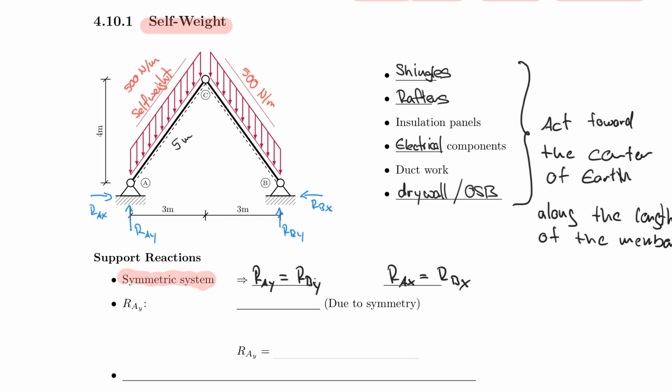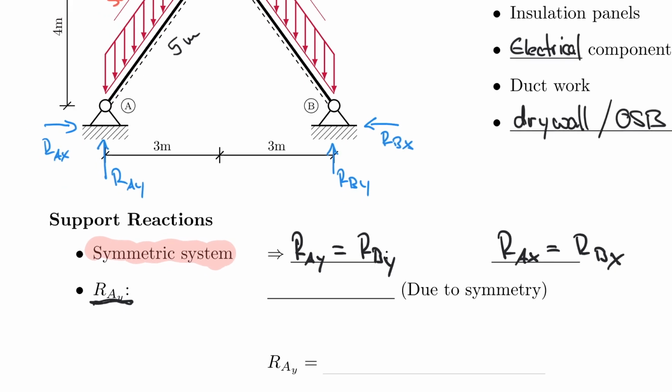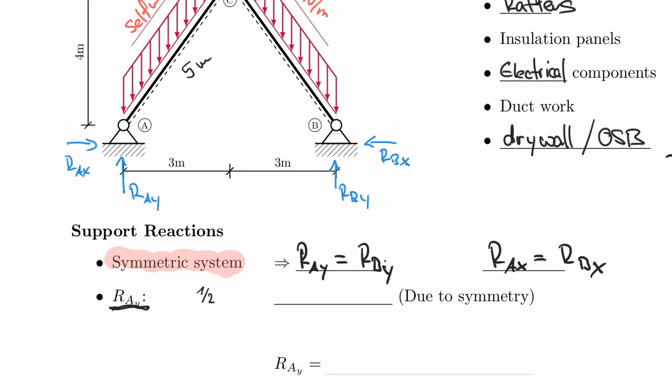So that must be true, because otherwise symmetry would not work out. So how much is RAY? That's the easier one to start with. RAY is pretty much a half of all the vertical loads that come down. Or RAY plus RBY is equal to all the vertical loads. So I can write down here that it is effectively 1/2 times all the self-weight.